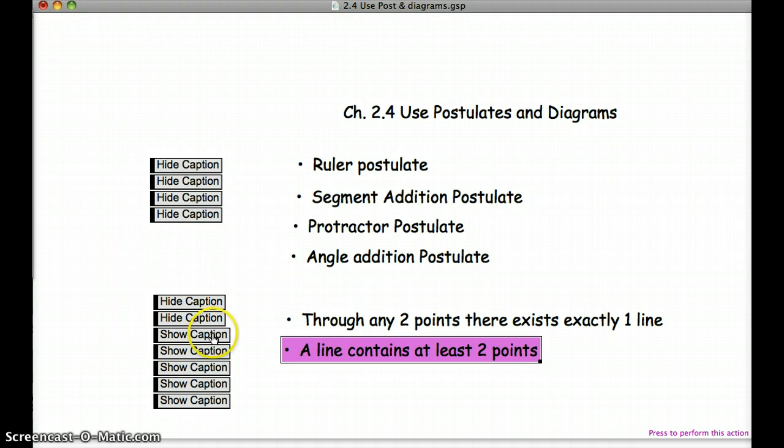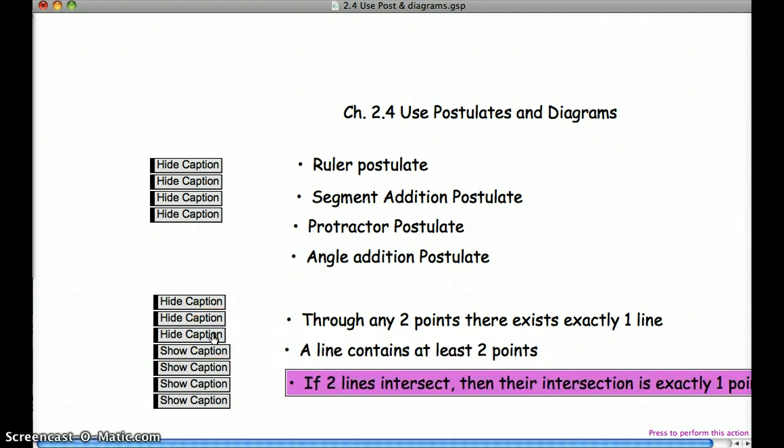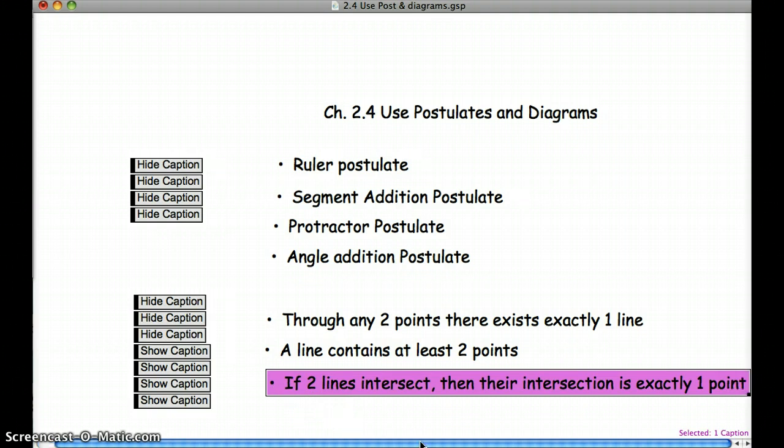A line contains at least 2 points. That's postulate 6. Postulate 7: if 2 lines intersect, then their intersection is exactly 1 point. We talked a little bit about this in a couple of the classes today. When you have 2 intersecting lines, they have exactly 1 intersecting point. Okay.